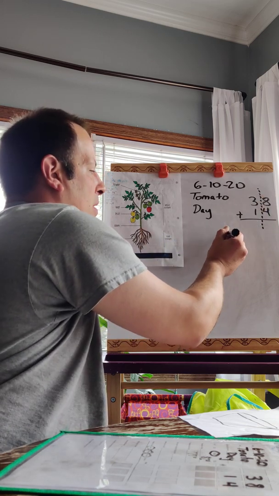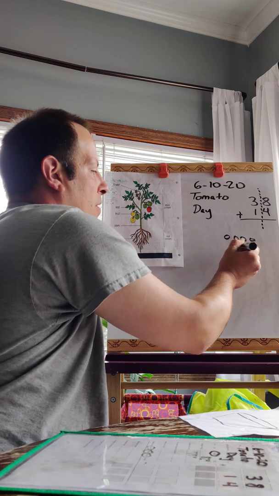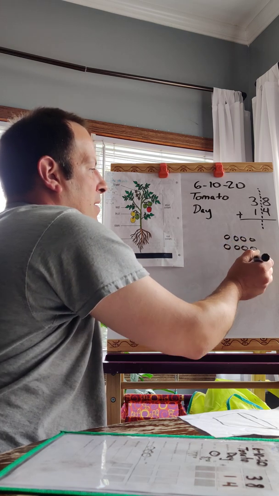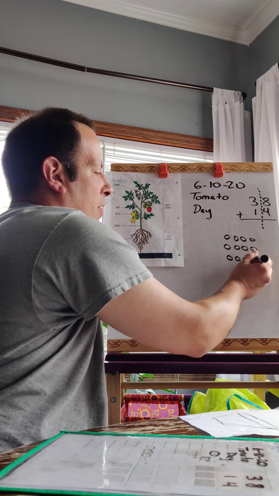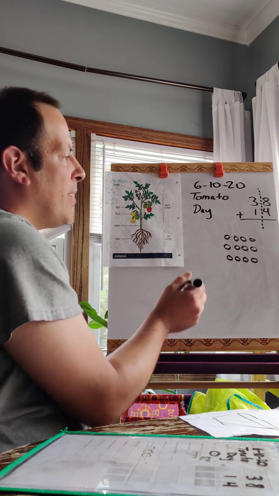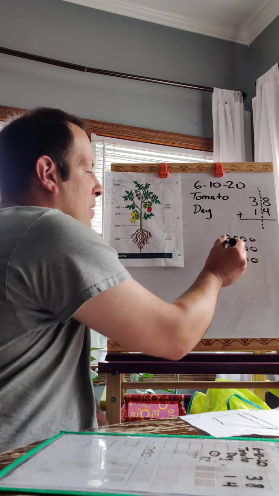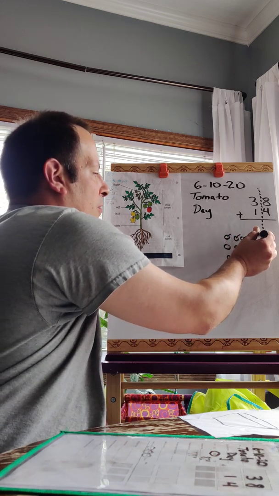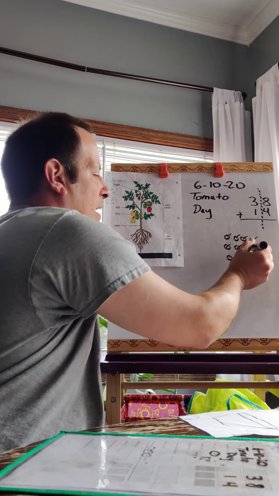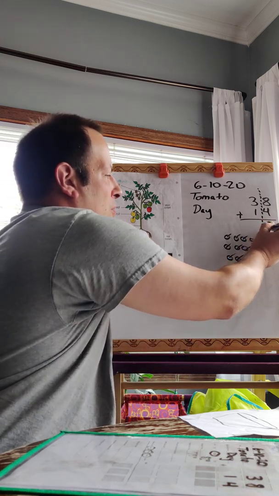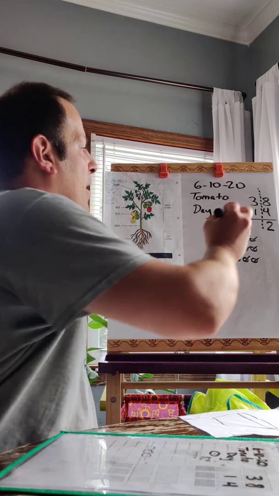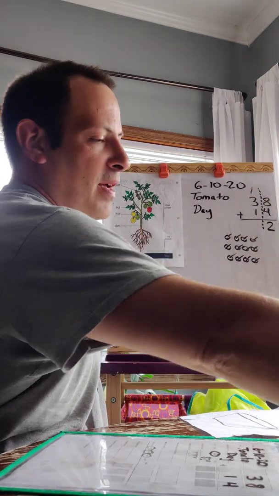So 8 tomatoes. 1, 2, 3, 4, 5, 6, 7, 8. And I'm going to buy 4 more. 1, 2, 3, 4. So how many tomatoes do I have altogether? Let's count. 1, 2, 3, 4, 5, 6, 7, 8, 9, 10, 11, 12. I'm going to put a 2 in the ones column, and I'm going to put a 1 in the tens column.